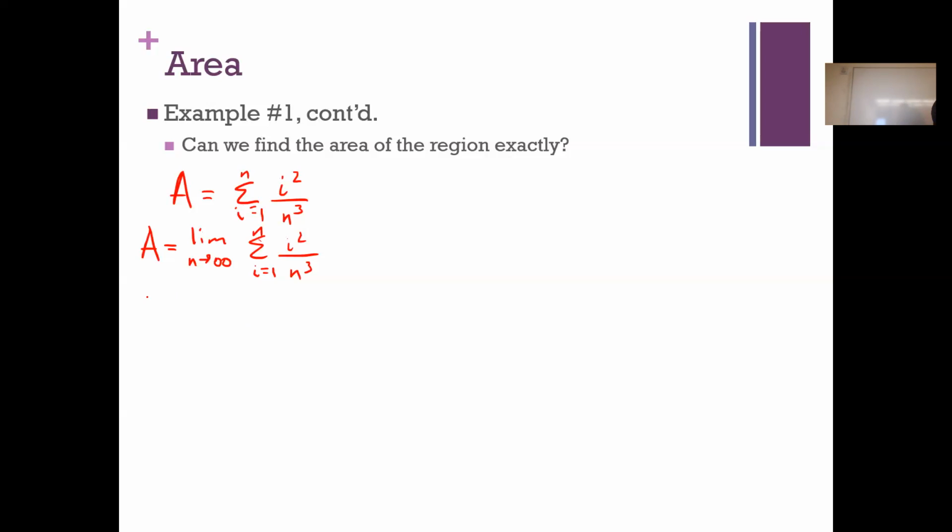So because of that, I'm going to rewrite this like this. The limit as n goes to infinity of 1 over n cubed times this summation, i equals 1 to n of i squared. So basically what this summation is doing now, I'm going to take the first n square numbers and add them up, right? 1 plus 4 plus 9 plus 16 plus 25, and add those all together, right?